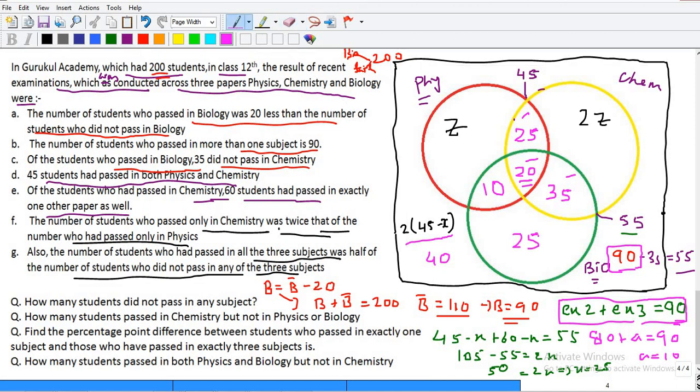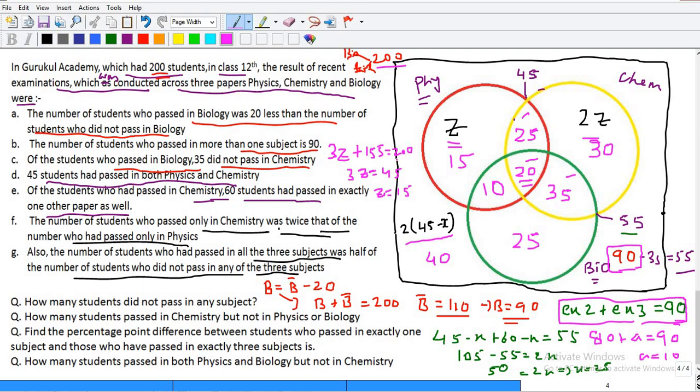Now we know that the entire union is given to me as 200. So I can say z plus 2z, that is 3z, plus 40 plus 25 is 65. 65 plus 35 makes it 100, 110, 130, and this is 155. So I can say 3z plus 155 is equal to 200. So from here 3z is equal to 45, so z is equal to 15. So z is 15, then this is 15, and this becomes 30. So that is your complete set.